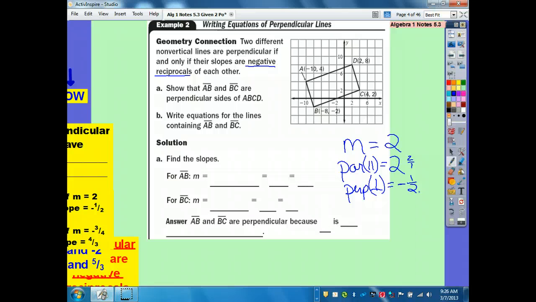So, A says, show that A and B and C are perpendicular. A and B. And they want to know B and C. How do I know these two are perpendicular? How do I know that there's a 90-degree angle there? How can I tell? What would I do? Yeah, I could do 4 minus 2. Okay, so if I think that's what you just said right here.